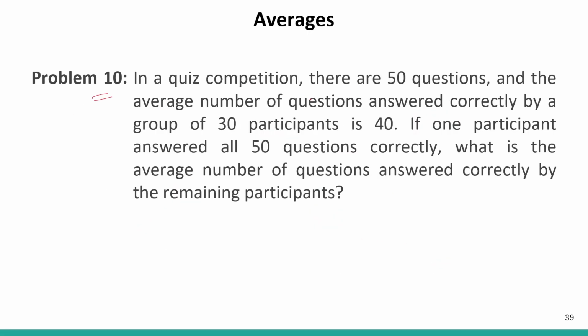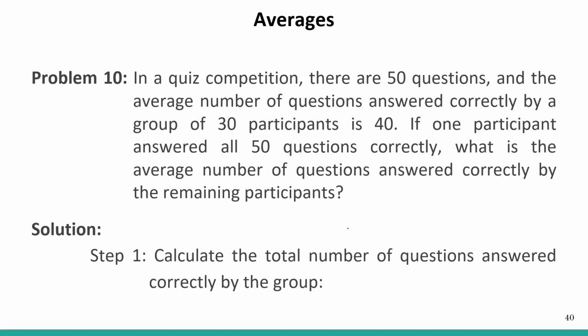In a quiz competition, there are actually 50 questions, and the average number of questions answered correctly by a group of 30 participants is 40. So if one participant answered all 50 questions correctly, then what is the number of questions answered correctly by the remaining participants? Okay, so let's see.